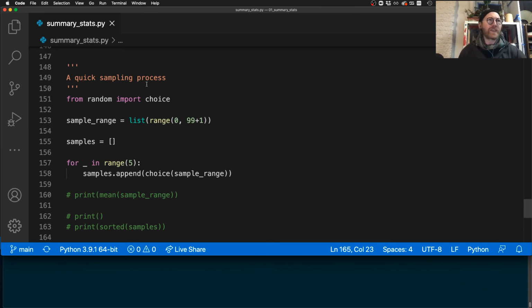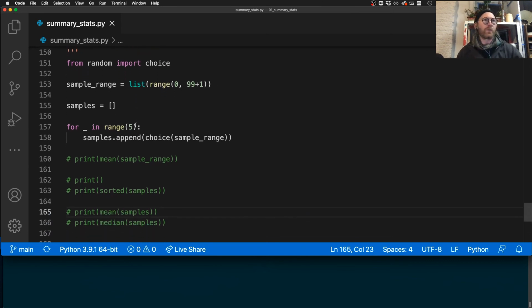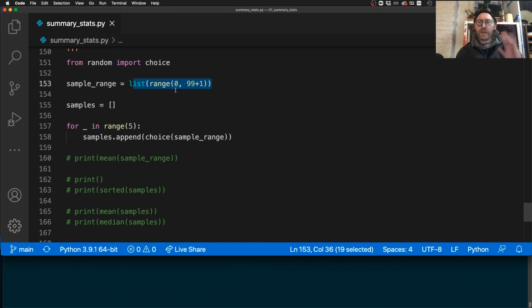So in this case, this was pretty straightforward what happened here, right? From random import choice, and then we're sampling from this range between 0 and 99, right? So we're not including 100. It can be any number between 0 and 99. And we put samples into this list, and then we're doing it here on line 165, taking the mean of the samples. Now, we only get 5 samples, right?